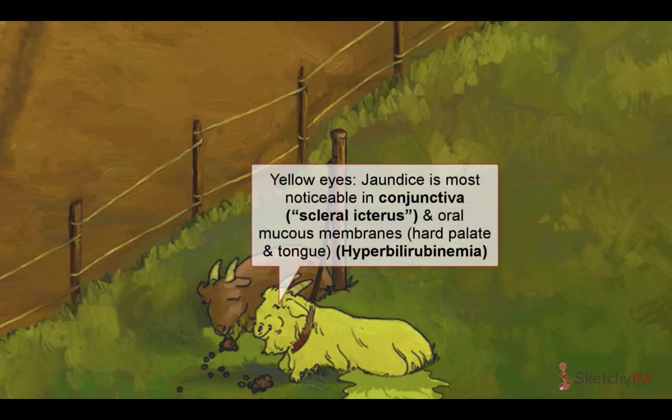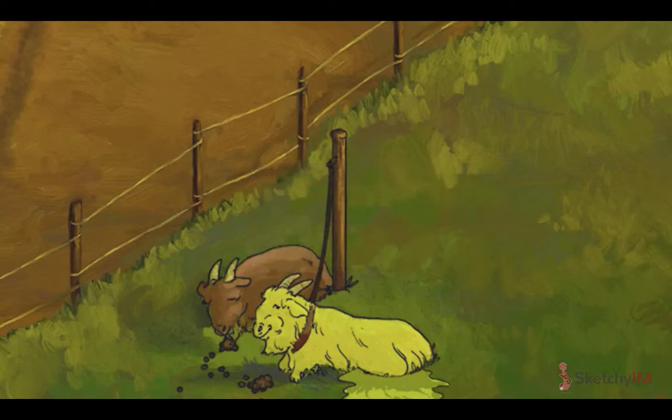First, yellowing of the whites of the eyes. This is sometimes known as scleral icterus. Although the conjunctiva, not the sclera, is the site of bilirubin deposition. Second, look for yellow discoloration of oral mucous membranes, particularly the hard palate and under the tongue.